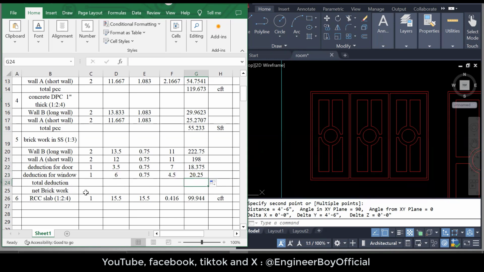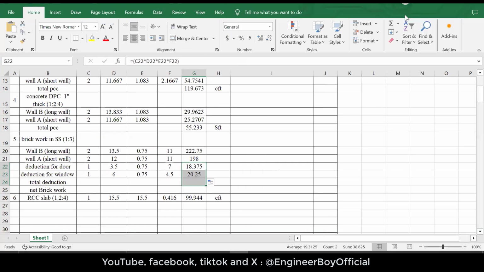Now we can determine the total deduction. This is actually the total deduction. We can use the sum functionality. This one, as you can see, we have 38 point something.